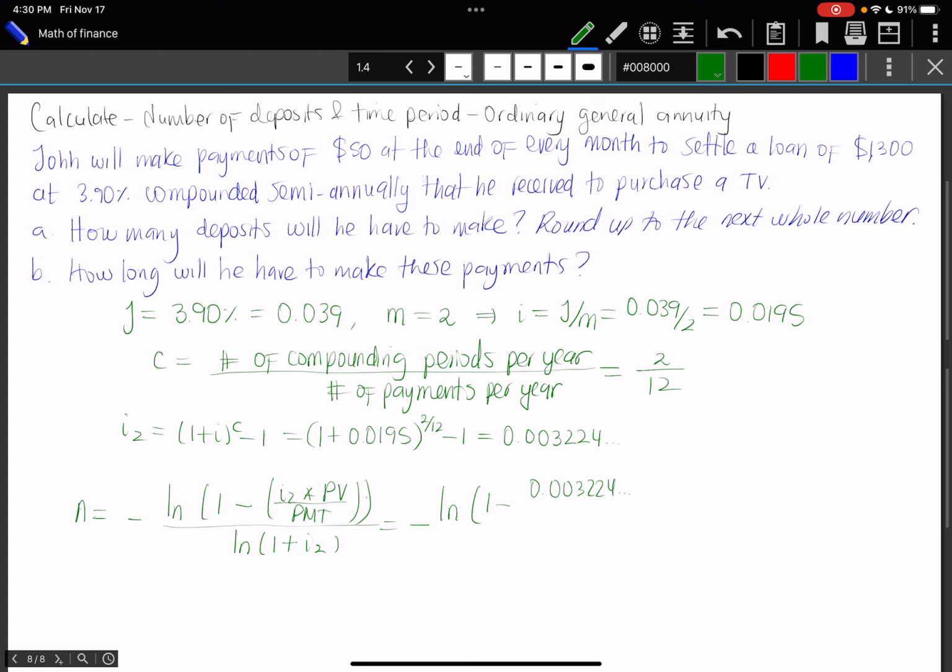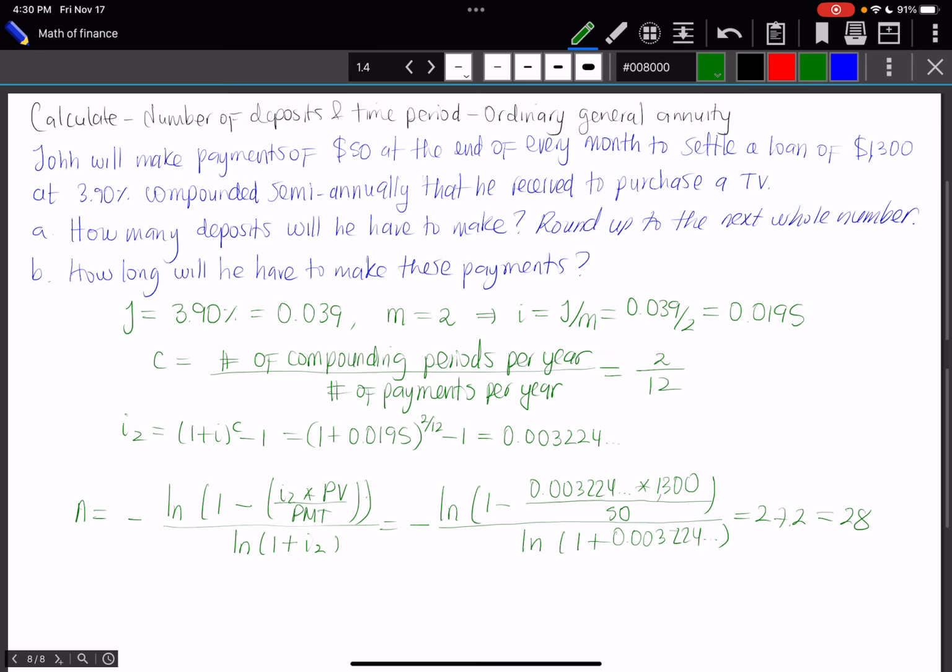So in other words, we're doing minus the ln of (1 minus about 0.003224 multiplied by, and the loan is a loan of $1,300, divided by the periodic payments, that's $50). We divide this by the ln of 1 plus i2, and i2 is 0.003224, etc. And what we get out of this number is 27.2, which can be rounded up to 28.